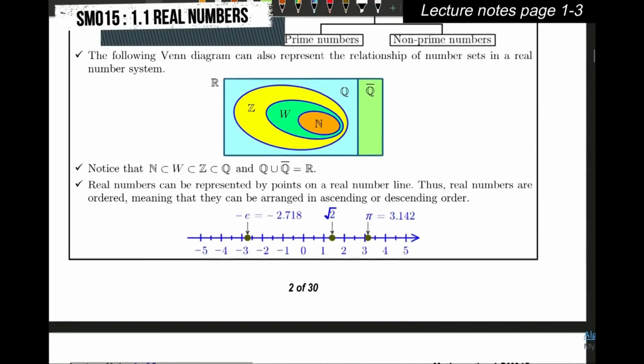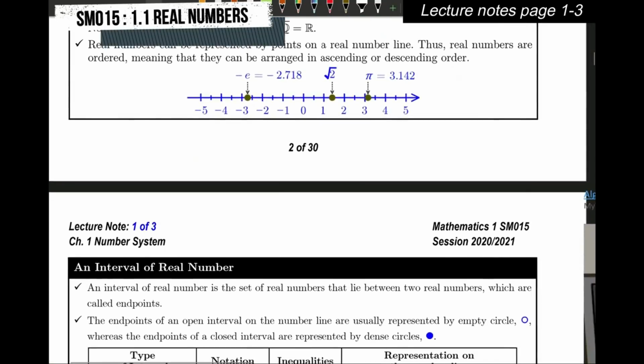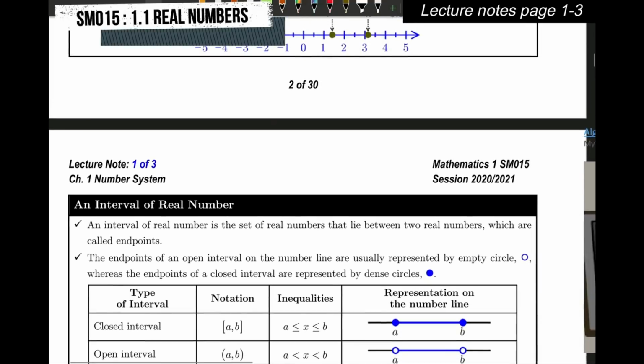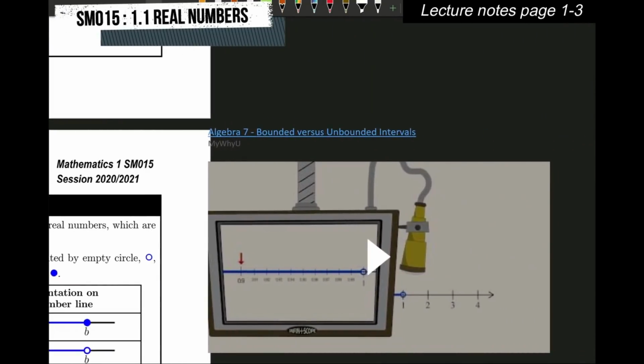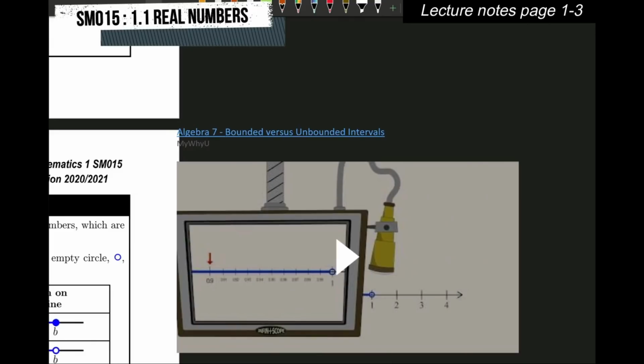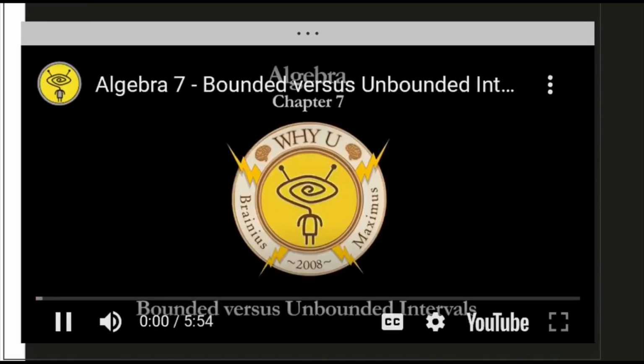Let's go to intervals of real numbers. Alright, so we have a special video for this as well, and this subsequent video will give us a thorough explanation on how to represent each type of interval on the number line. So, enjoy!